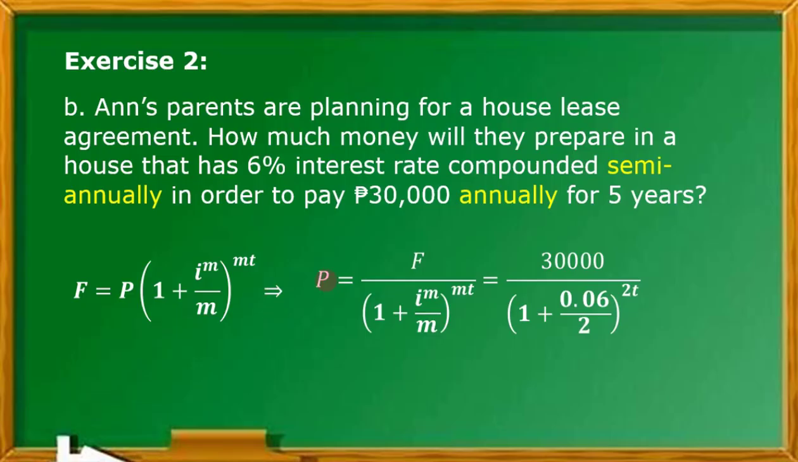So we have to isolate this P in terms of F. We have it here. Finally, since F is given to be 30,000, and 1 plus the 6% I raised to M, but M here is 2. Why 2? Because in 1 year, we have twice conversion. So raise it to 2t, M is 2 times t. So we have this one.